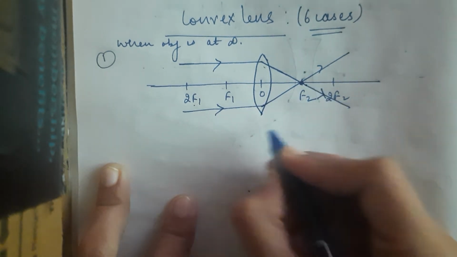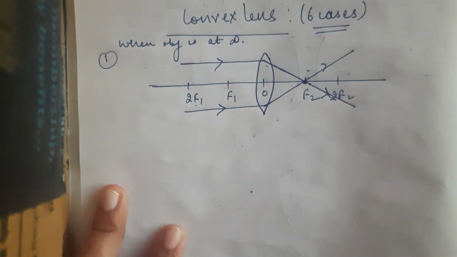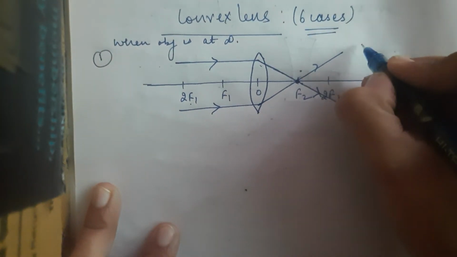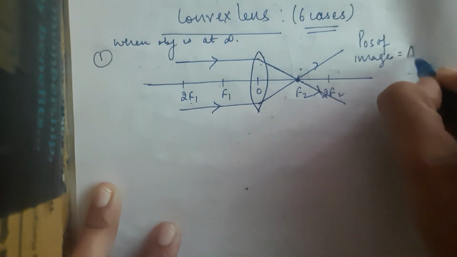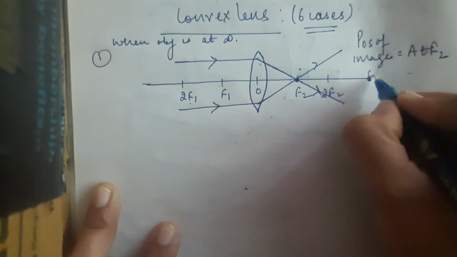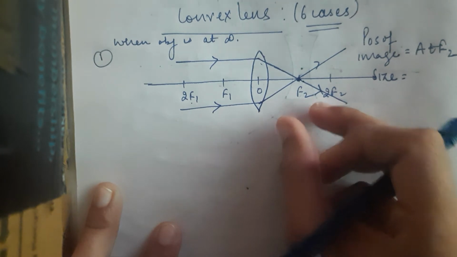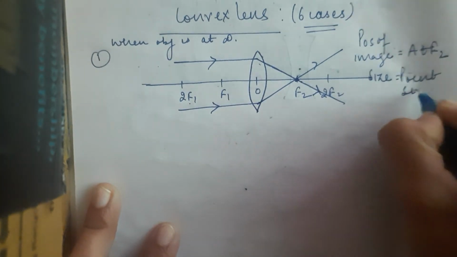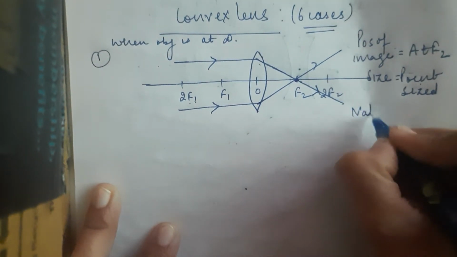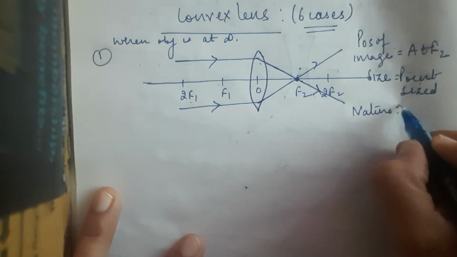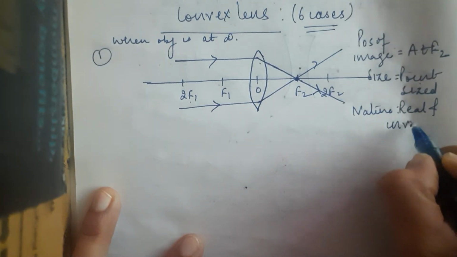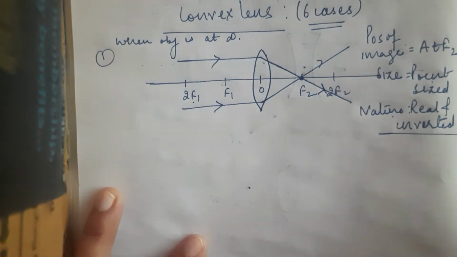They are intersecting. So 3 things you have to keep in mind while doing the ray diagram, after you have made the ray diagram, is to write the position of the image. So the image is formed at F2. The second thing is the size of the image. What is the size? It is a point size, right? You can write point size, you can write highly diminished. And what is the nature of the image? How will you decide the nature? So if the solid lines are meeting, it is a real image, right? And if the lines only appear to meet, then it is a virtual image. So the nature here is real and inverted. This is the nature of the image, right?